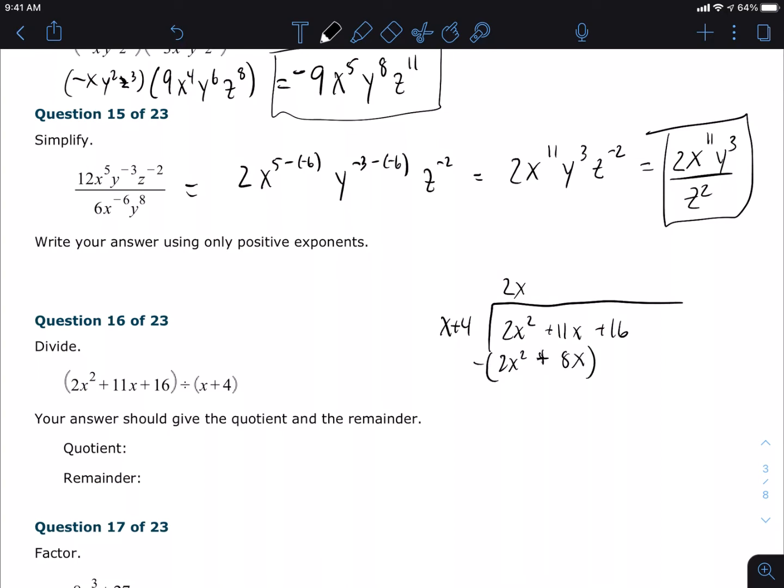And then I'm going to subtract them. So that's going to go away and I'm going to end up with 3x plus 16. So that means I need a 3. So that's going to give me 3x plus 12. And then subtract, I'm going to be left with a 4. So the quotient is going to be 2x plus 3 with a remainder of 4. And that's my solution for this problem.